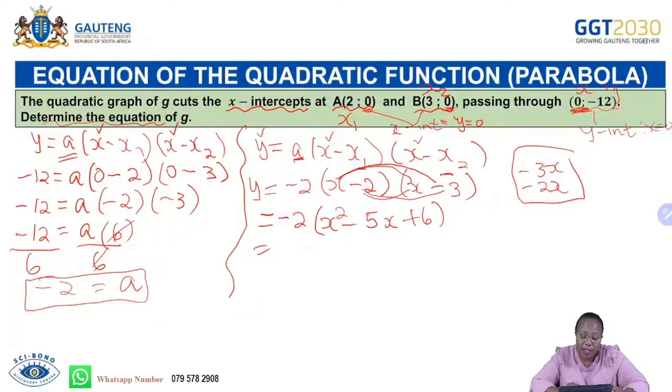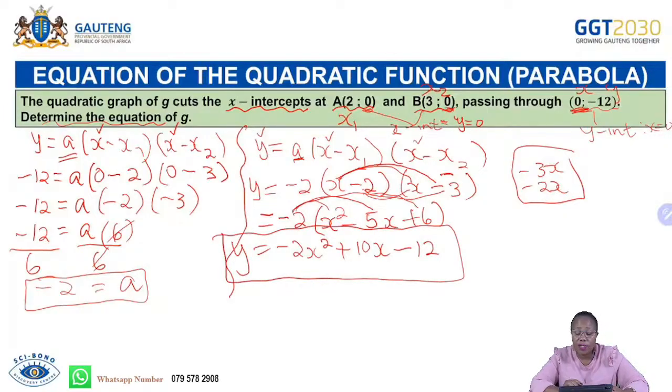Then we can bring in the negative 2 to each term. Negative 2 times x squared is negative 2x squared. Negative 2 times negative 5x is positive 10x. And negative 2 times 6 is negative 12. That means this is the original equation which has those x-intercepts, grade 12. I hope we are together on that one.